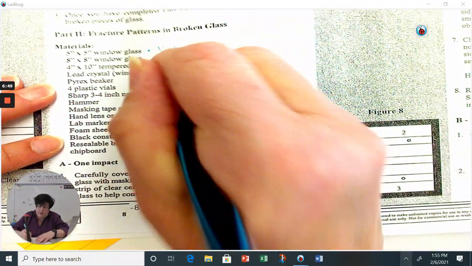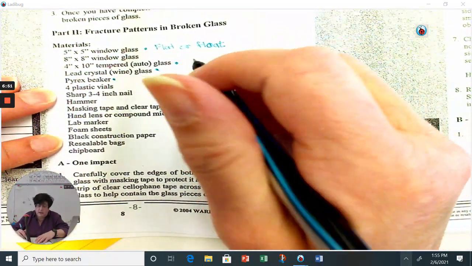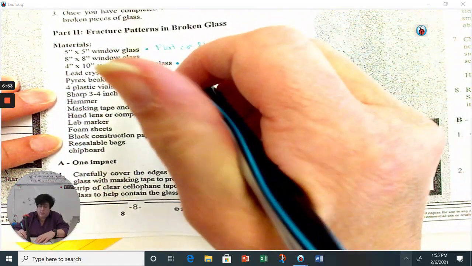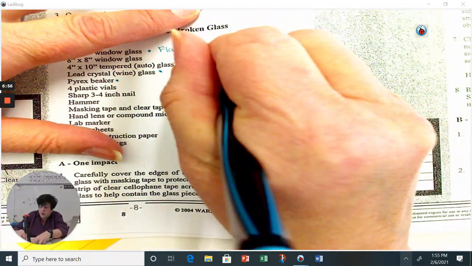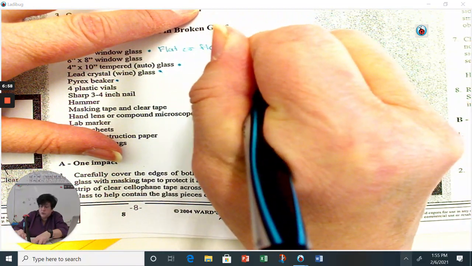We'll be looking at a lead beaker. We'll be looking at a lead crystal glass. We're looking at a Pyrex beaker, and I'm adding another one in. We're going to look at laminated windshield glass.